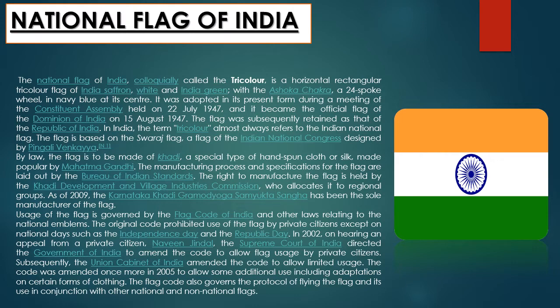It was adopted in its present form during a meeting of the Constituent Assembly held on 22nd July 1947, and it became the official flag of the Dominion of India on 15 August 1947. The flag was subsequently adopted as that of the Republic of India. In India, the term tricolor almost always refers to the Indian national flag.